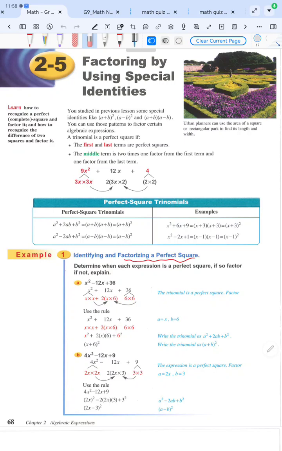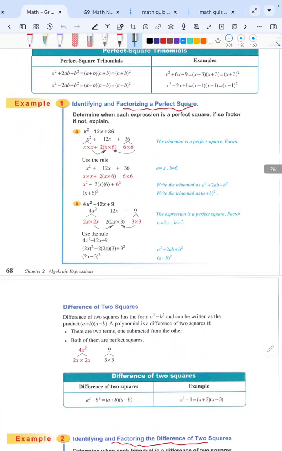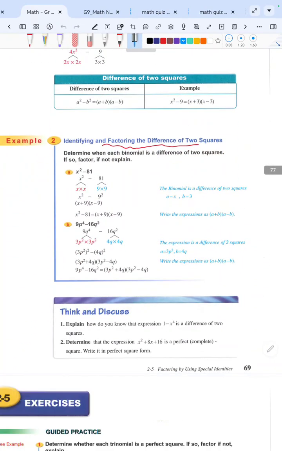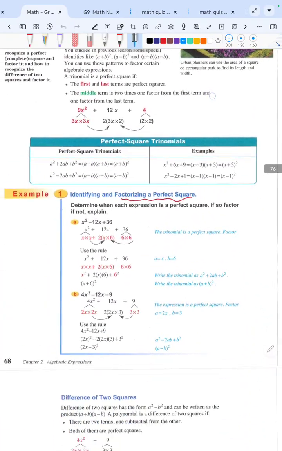Hello students, in this video I'm going to explain chapter 2 lesson 5, factoring by using special identity, page 68. In this topic we have two cases. The first one is about identifying and factorizing a perfect square. The second one is identifying and factoring the difference of two squares.